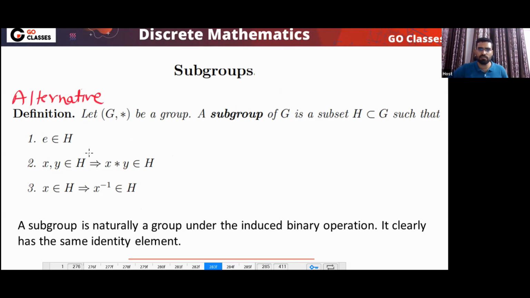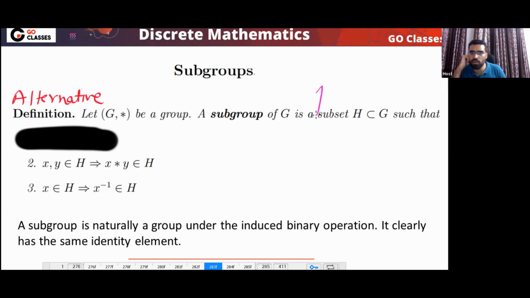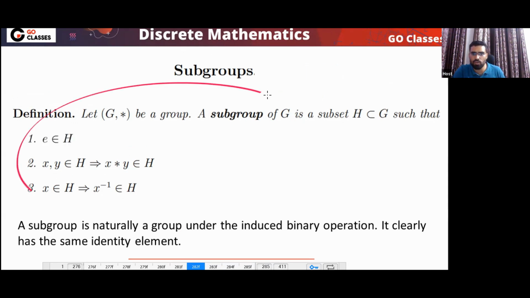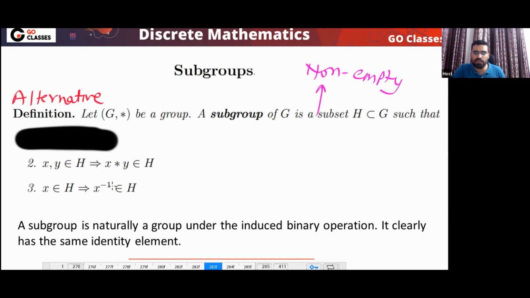Can anyone tell me what that is? Just remove it, and what do you do? Just put a non-empty here. This we have already seen. Very good. So remember, this is the definition of subgroup. But the alternative definition is: remove this first condition and put non-empty here. Now you can notice this is an alternative definition.